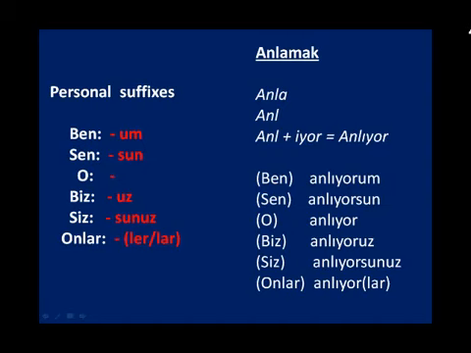Ben anlıyorum, sen anlıyorsun, o anlıyor. Biz anlıyoruz, siz anlıyorsunuz, onlar anlıyorlar. But a Turkish person would say, ben anlıyorum, sen anlıyorsun, I skipped the R, o anlıyor, biz anlıyoruz, siz anlıyorsunuz, onlar anlıyorlar. Okay, your choice. If it is hard to remember when to omit the R, well, you can always pronounce it and that'll be perfect. Okay.